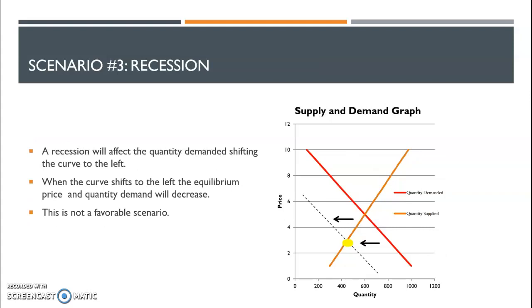Scenario 3, a recession. A recession will affect the quantity demanded, shifting the curve to the left. When the curve shifts to the left, the equilibrium price and quantity demanded will decrease. This is not a favorable scenario.